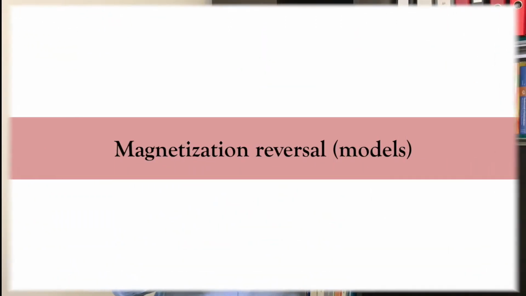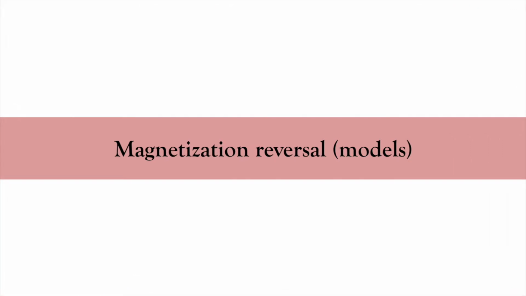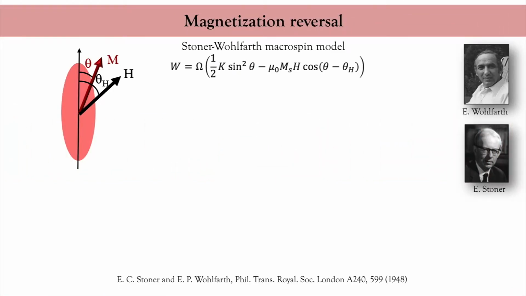In this part, we are going to see how the competition between these two terms leads to magnetization switching and magnetic resonance. Let's move on. Let's look at the magnetization reversal first.